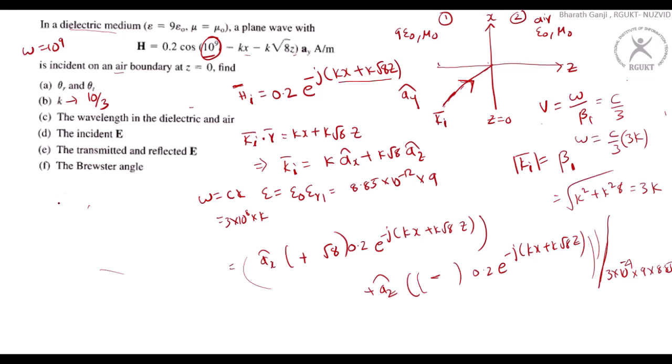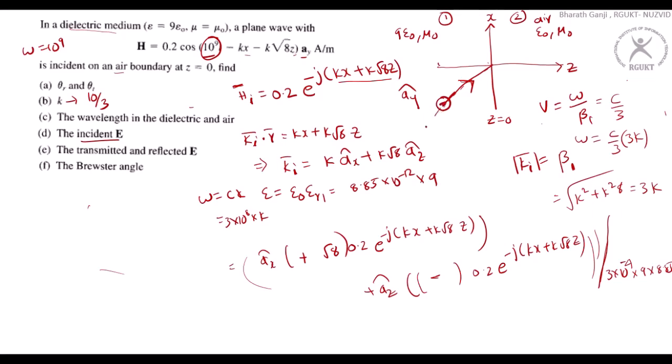And I have the incident angle. If you want the incident angle, okay, before doing all those things, I said there is another way in which you can calculate the incident electric field. So let me do it. Because the magnetic field is actually in the y direction, which is coming out of the board.